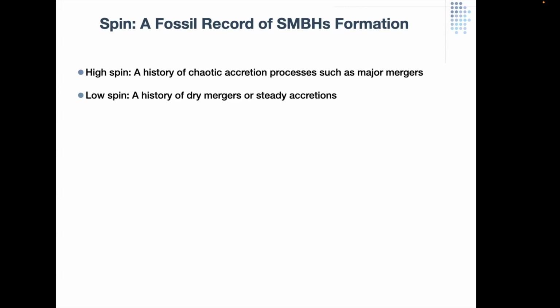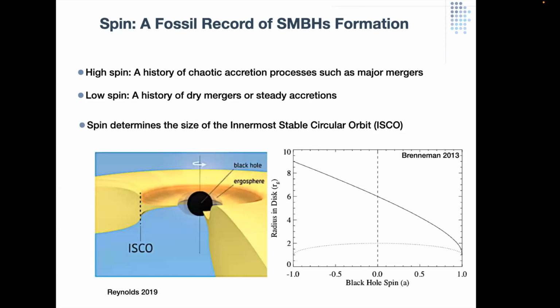So sorry. Spin provides key information on the accretion and merger history of supermassive black holes, basically creating a fossil record. For example, a low spin value may reflect that the supermassive black hole grew by chaotic accretion processes, such as major mergers. But a high spin value may indicate more of a dry black hole mergers or a steady accretion.